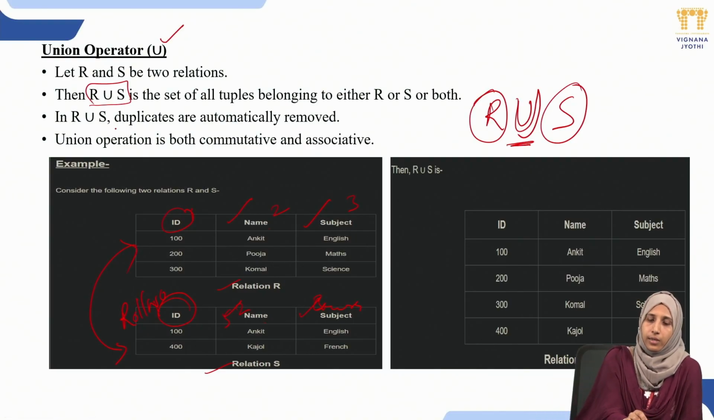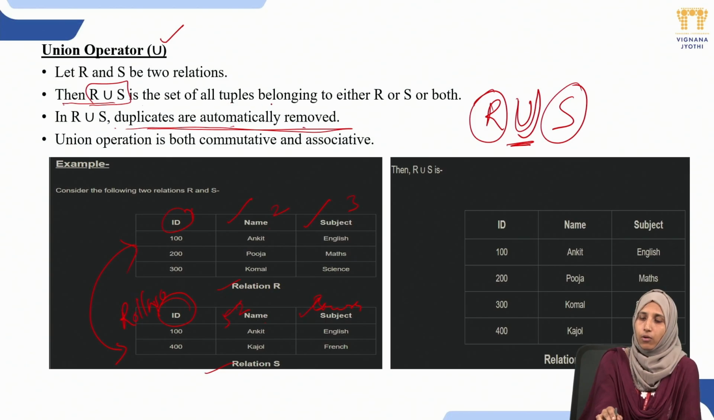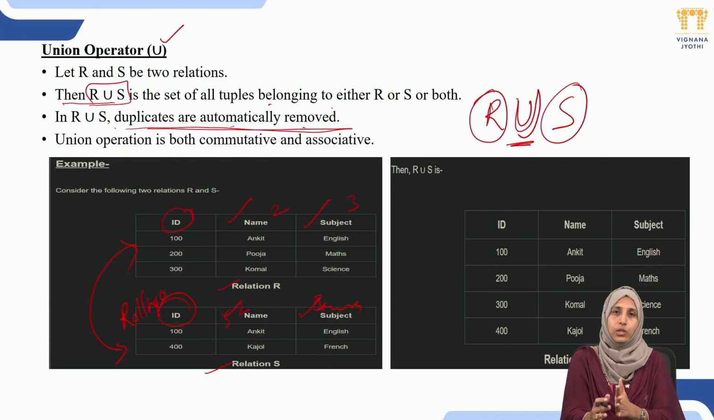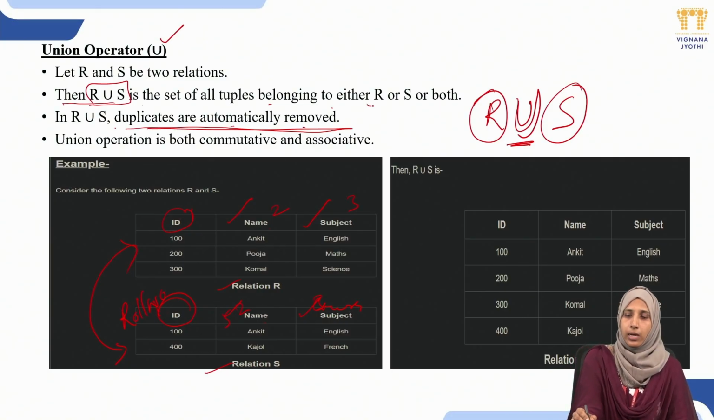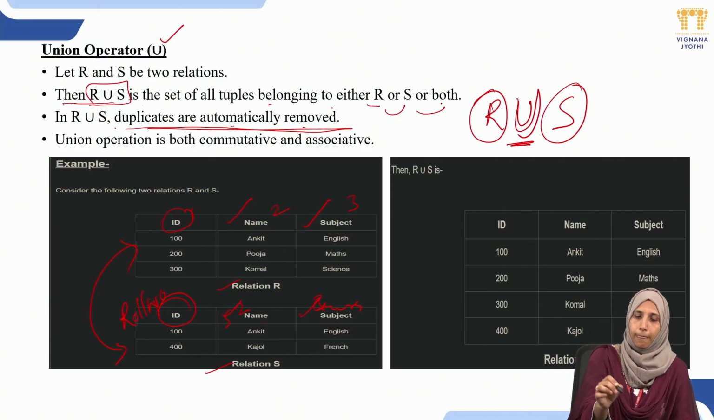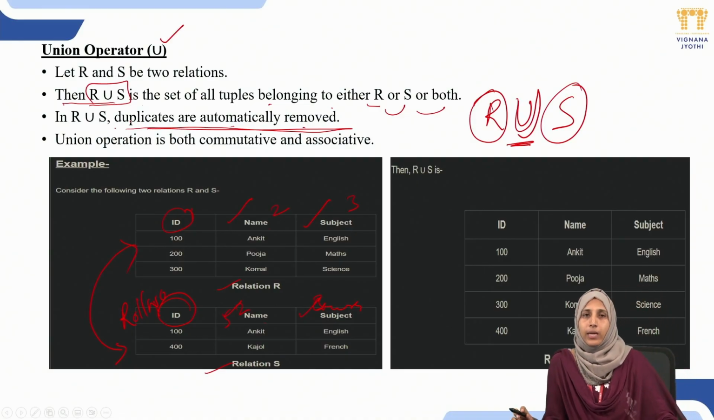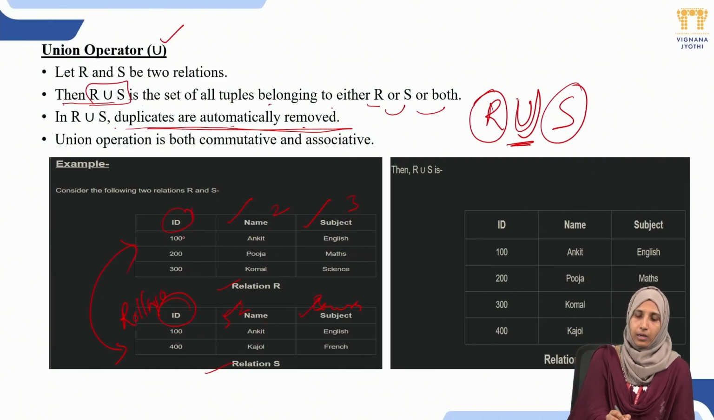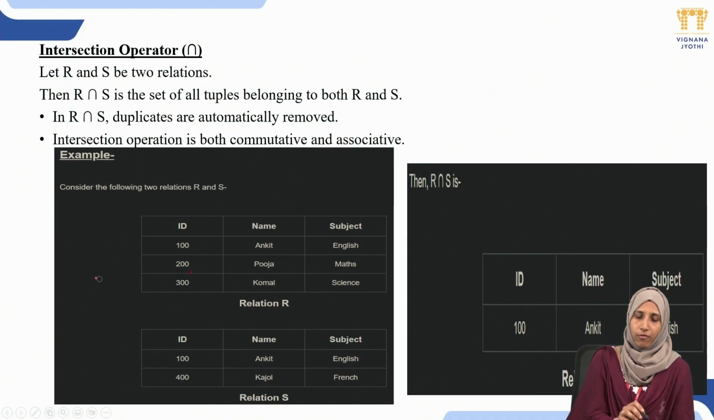See, in R union S, duplicates are automatically removed. Before this, you see this sentence: R union S is the set of all tuples belonging to either R or S or both. Whenever you want to join two tables, either by applying a condition on R or S or both. Next, in R union S, duplicates are automatically removed. How to check that? See the right side of your screen. You have applied R union S and you are going to display a result. Under the ID column of my R, I have 100, 200 and 300. Under the ID column of my S, I have 100 and 400.